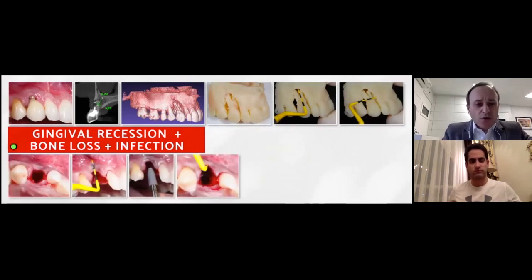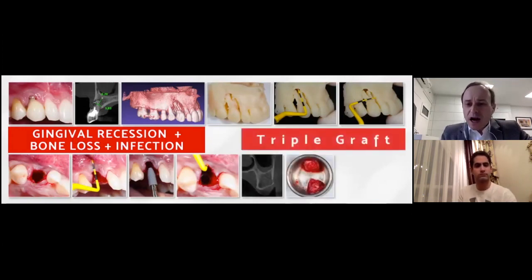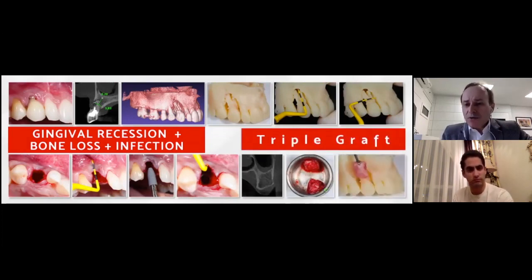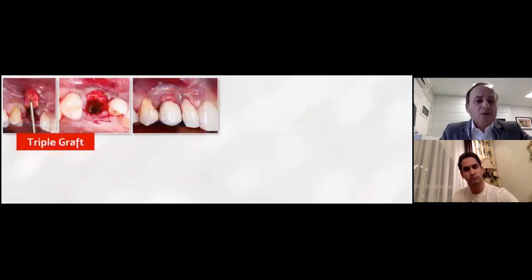So we extract the tooth, we confirm the total loss of the buccal wall, we insert the implant, and we harvest the triple graft from the tuberosity, the triple graft plus particulate bone. And we reshape the graft according to the defect configuration, and we match the graft over the prototyping. And we insert the graft in the receptor site. And take a look, we have the triple graft here plus particulate bone right here. And we start our provisional restoration immediately.